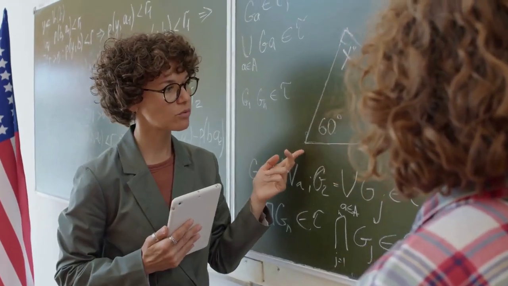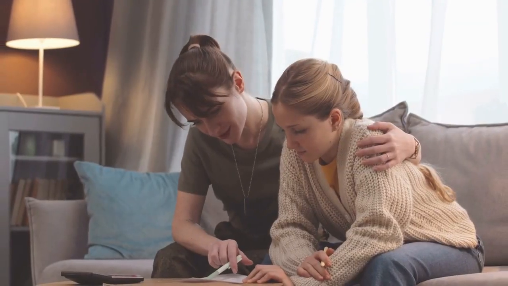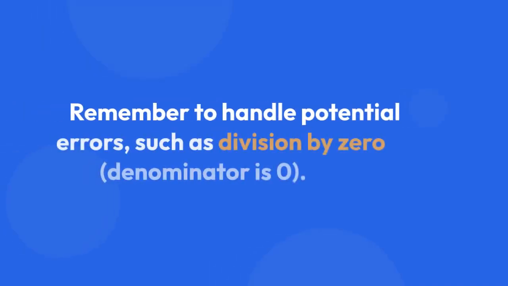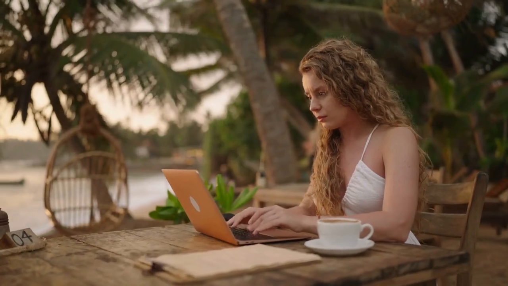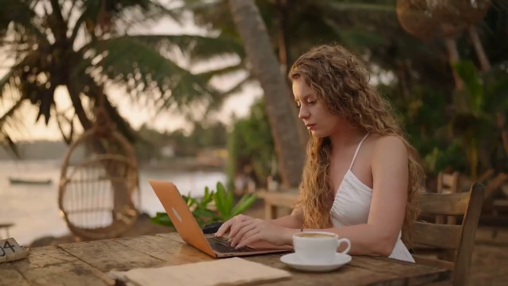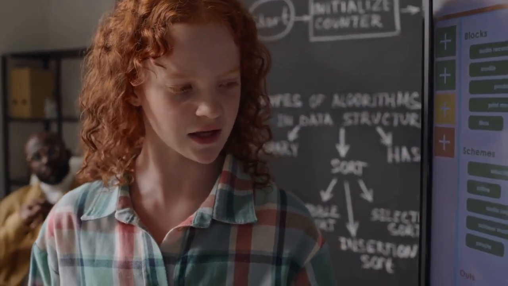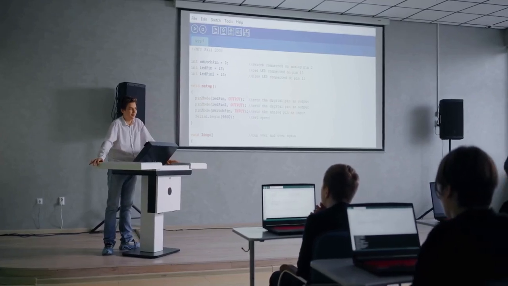This main function prompts the user for the numerator and denominator, calls simplify_fraction to simplify the fraction, and then prints the simplified result. Remember to handle potential errors such as division by 0, if the denominator is 0. You could add error checks to make your program more robust. For example, you could check if the denominator is 0 before calling simplify_fraction. If it is, you can print an error message and exit the program.